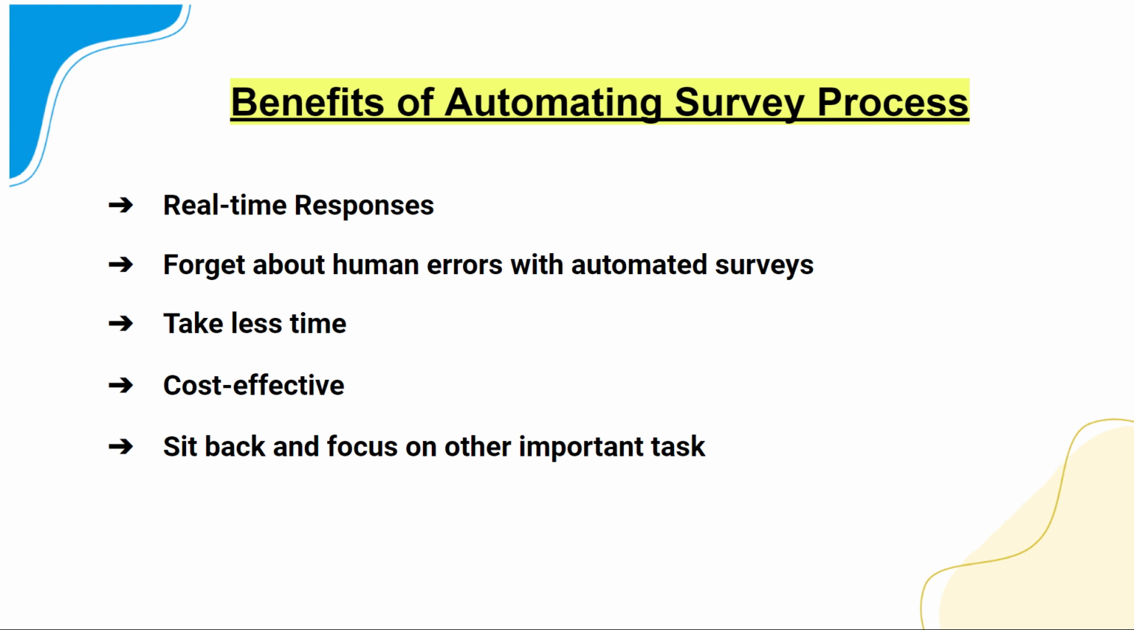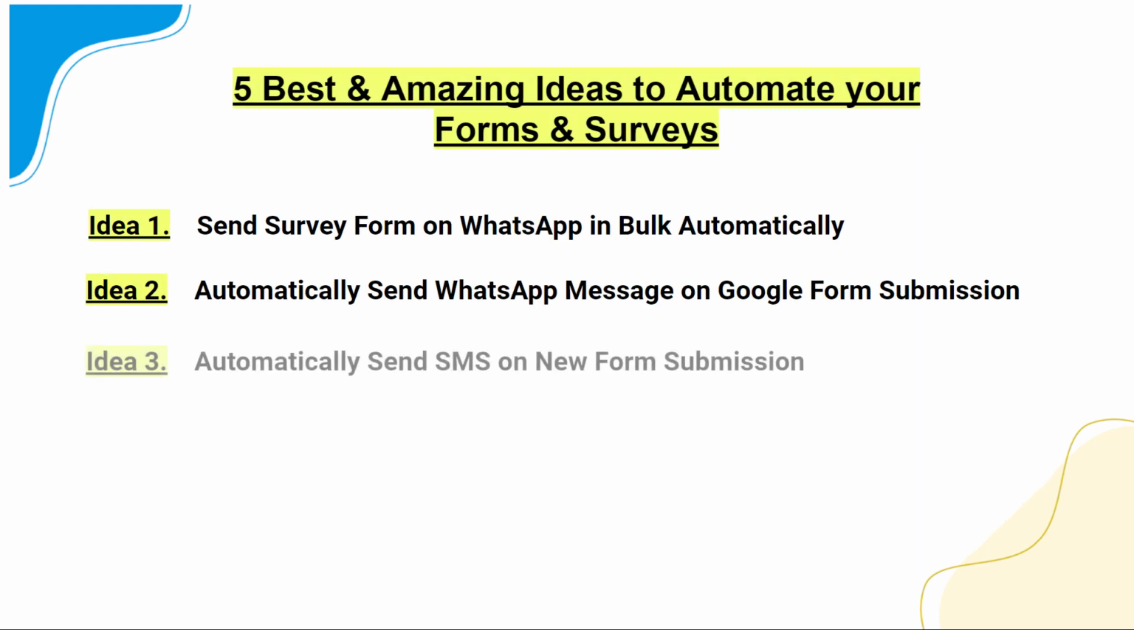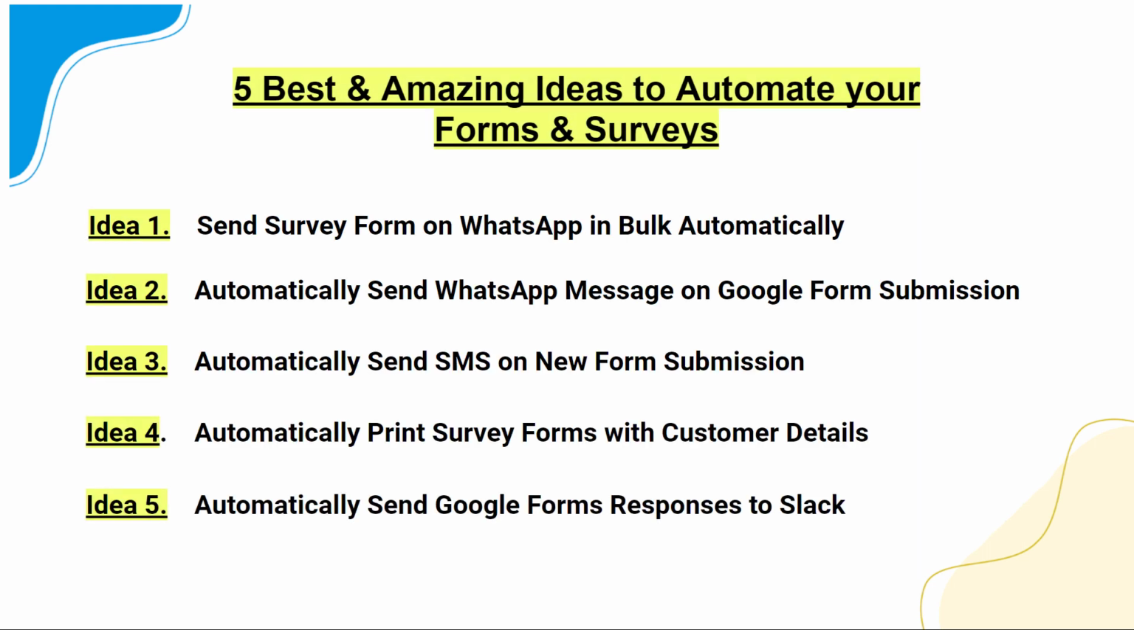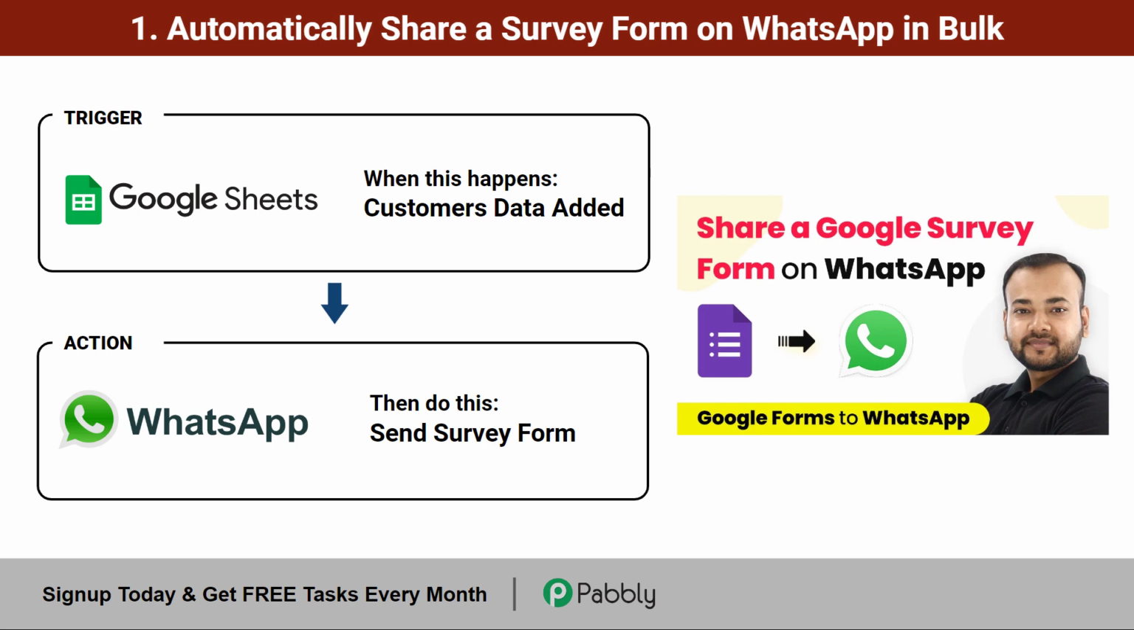So let us discuss what those 5 best and amazing ideas are to automate your forms and surveys, one by one. The very first idea in the list is how you can automatically share a survey form on WhatsApp in bulk. Let's say you have the data of your customers, basically the name, email address and WhatsApp number, in a spreadsheet. Now you have created a survey form in Google Forms which you would like to share with the people on their WhatsApp.